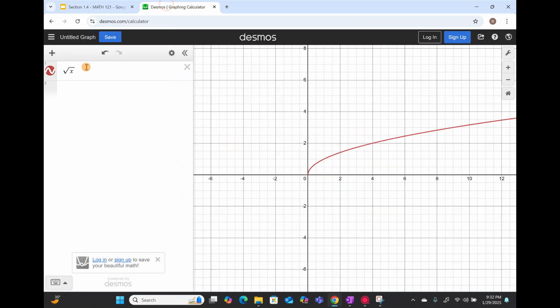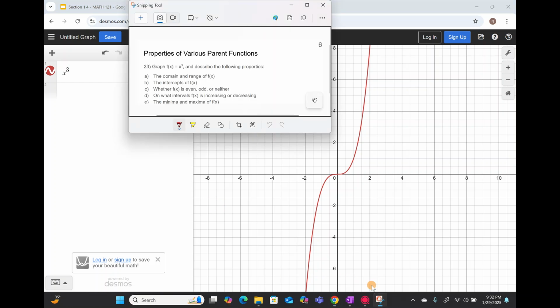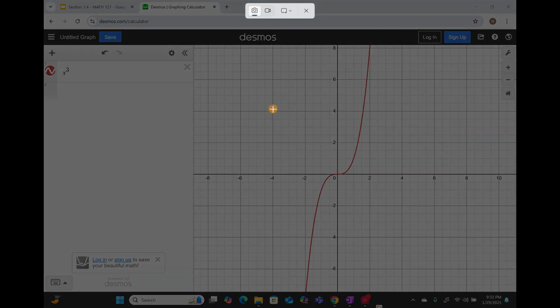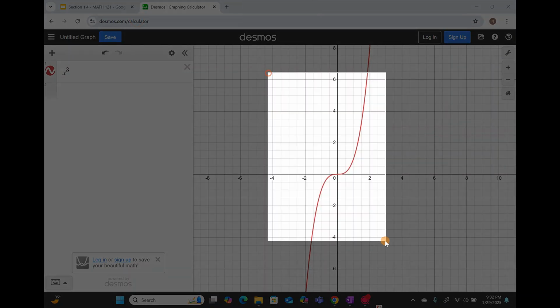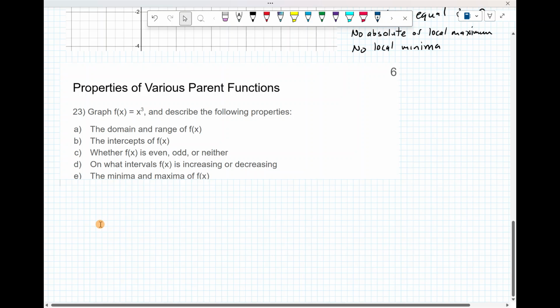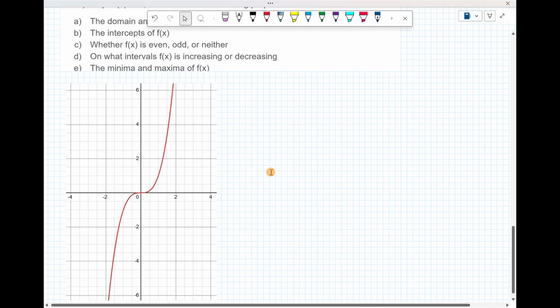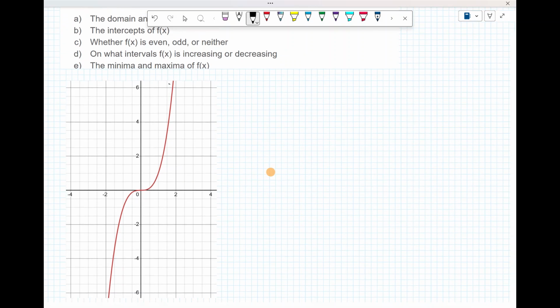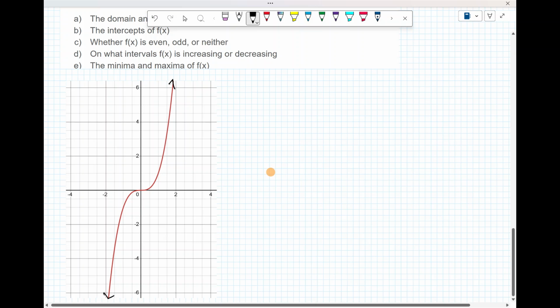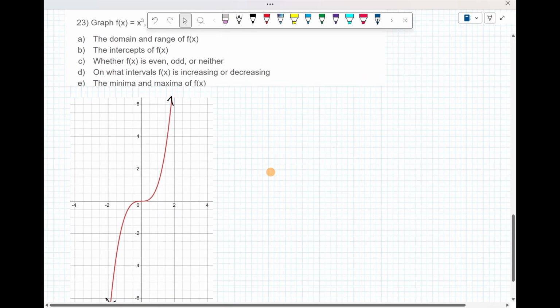And let's graph this. Here's our graph. I'm going to go ahead and copy and paste that over to our OneNote. And again, I like to add my arrows just so I remember that, in this case, the function keeps going up and to the right and down and to the left onto infinity.